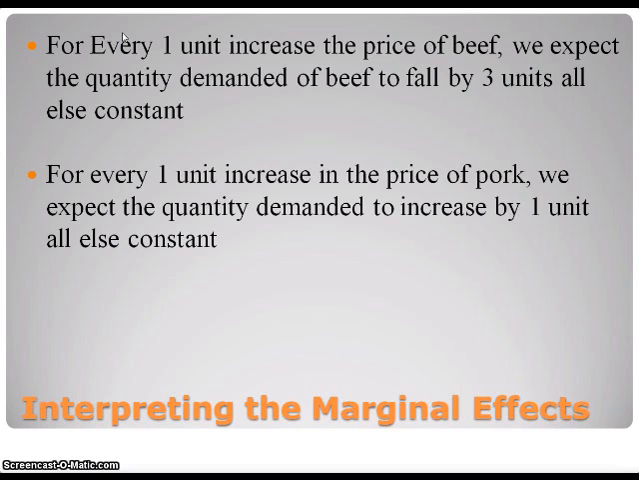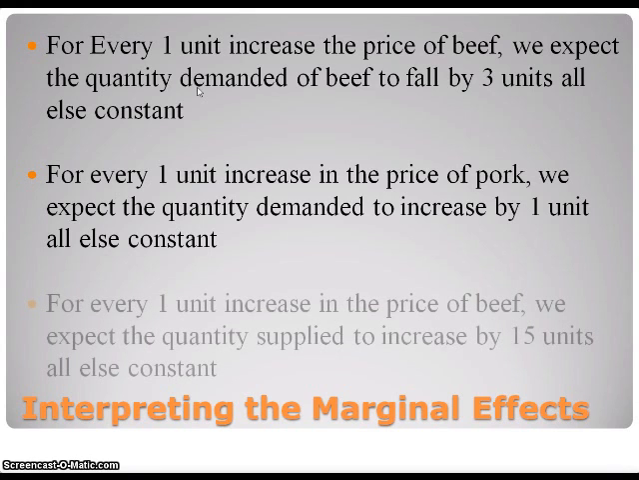Notice that we now have a positive relationship between changes in the price of pork and changes in the quantity demanded of beef. This reflects the fact that pork and beef are substitutes in consumption. If the price of pork goes up, we would expect the consumer to substitute out of pork into the less expensive good, beef. The marginal effect of the model captures that substitution.